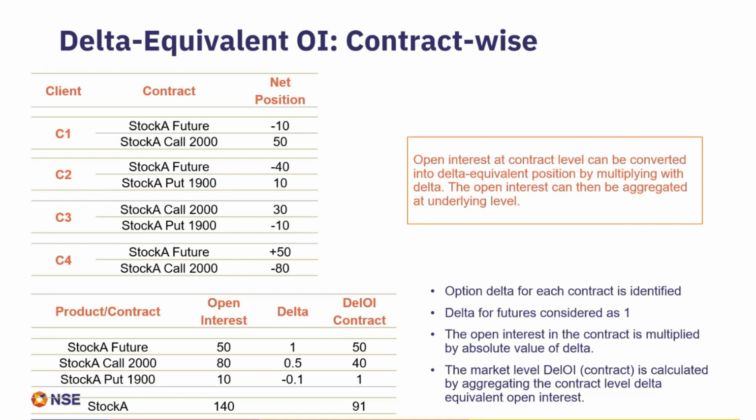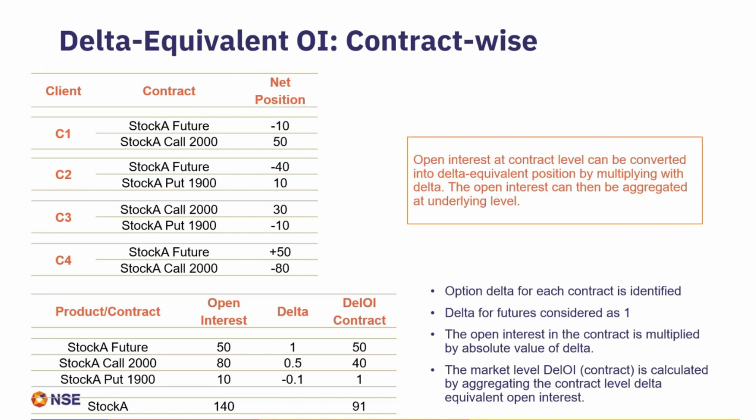Client 1 has a short position in stock future and a long position in the call. Client 2 again has a short position in future and a long position in put. Client 3 has a long position in call and short in put, and client 4 has a long position in future and a short position in the call.